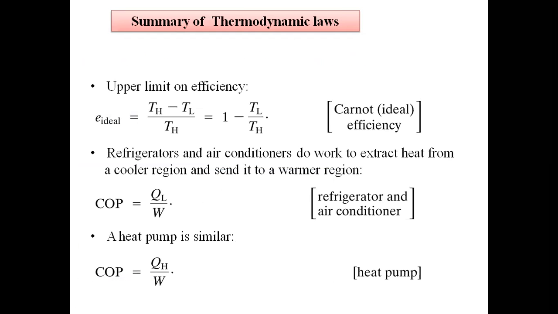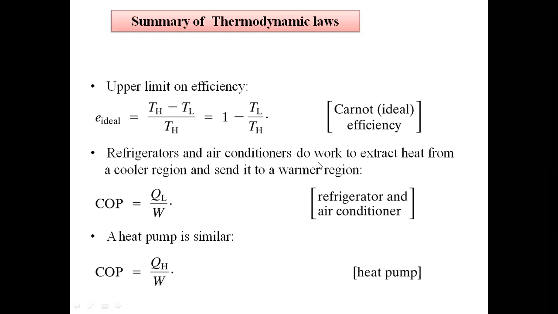The upper limit on efficiency is the Carnot ideal efficiency, which equals TH minus TC or TL over TH, which equals 1 minus T at cold reservoir over T at hot reservoir.